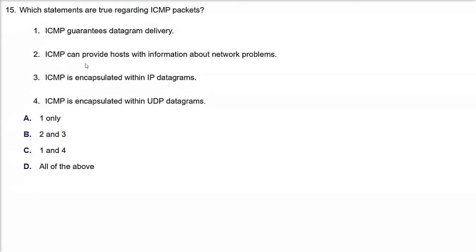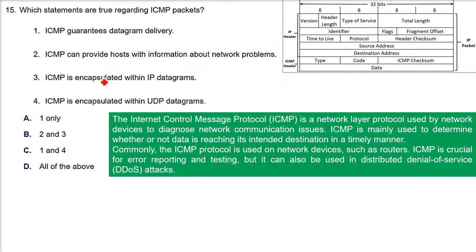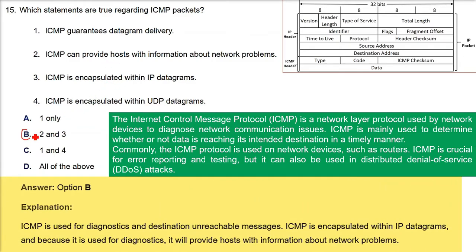Which statements are true regarding ICMP packets? ICMP, Internet Control Message Protocol, is a network layer protocol. We have already talked about this. So the answer is 2 and 3. ICMP can provide hosts with information about network problems, and it has to be encapsulated within the IP datagrams.